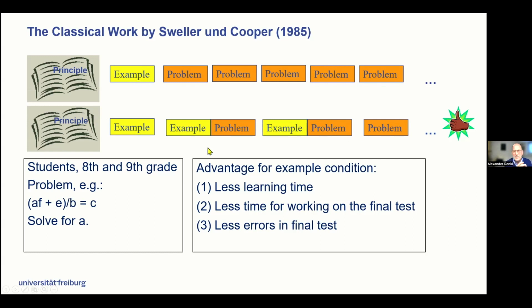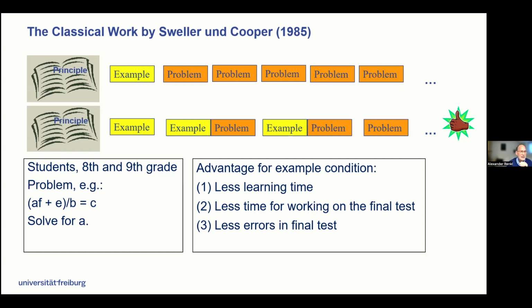Meanwhile, there are a lot of studies. Some studies use example-problem pairs, but you can also use examples only. And I will show you later also how to structure the transition from a more example-oriented learning phase to finally problem solving. But in the end, you should, of course, learn to solve problems.